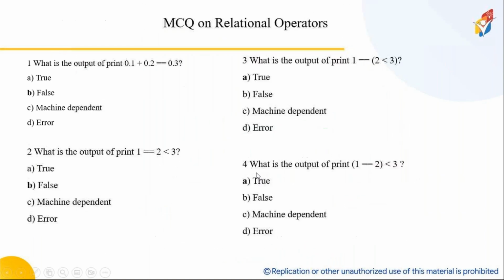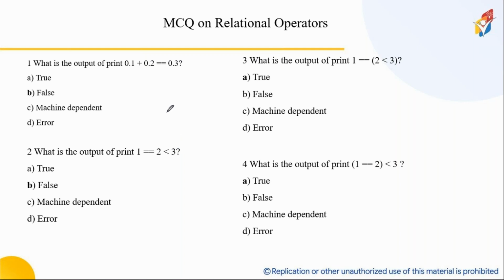Now, can you please answer the second question? What is the output of the following statement? 1 double equal to 2 is less than 3. First we have to solve this expression. 2 is less than 3, true or false? True. But you cannot discuss it like this. While taking this kind of expression, you should follow certain rules.